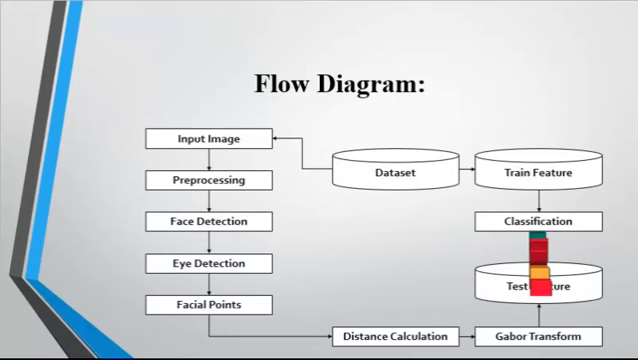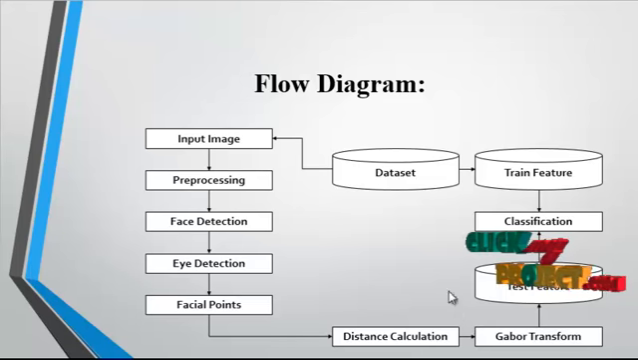Now we discuss the flow diagram for the process. At first, the input image is taken from the dataset folder. After getting the input image from the dataset, the input image undergoes the process of pre-processing. The pre-processing is nothing but the filtering. The filtering is the process of removing the noise from the image. After removing the noise, the noise-free image comes out from the pre-processing module.